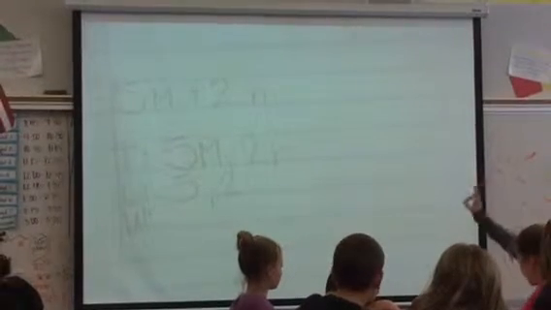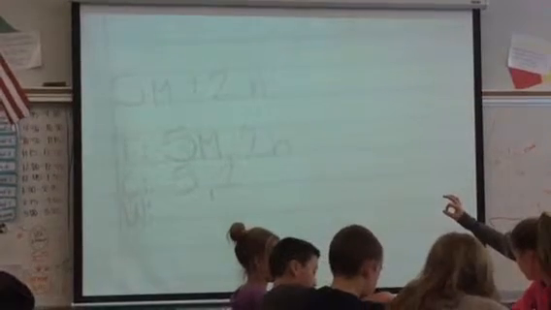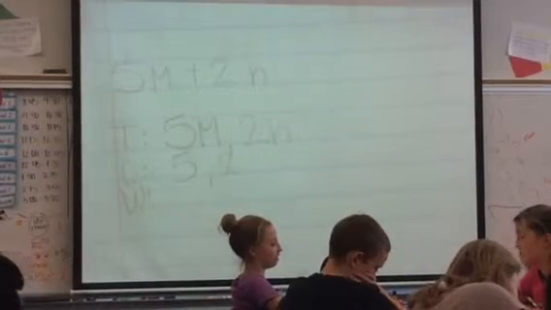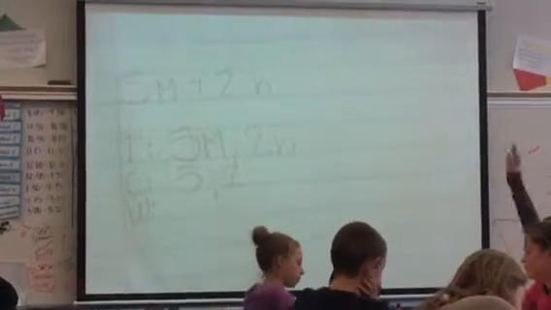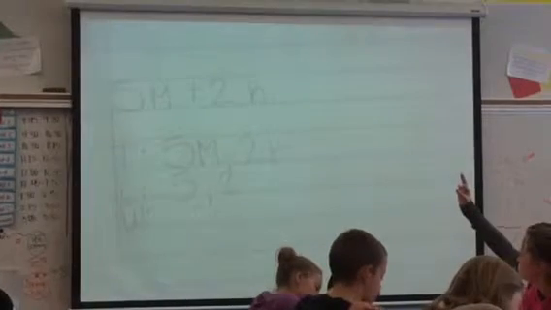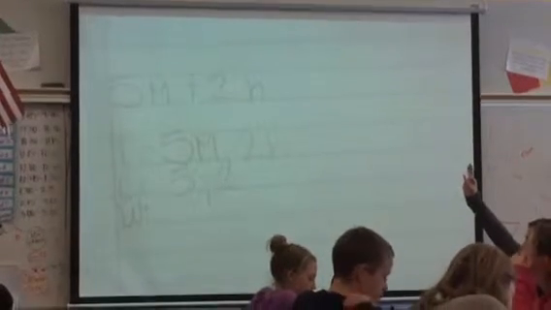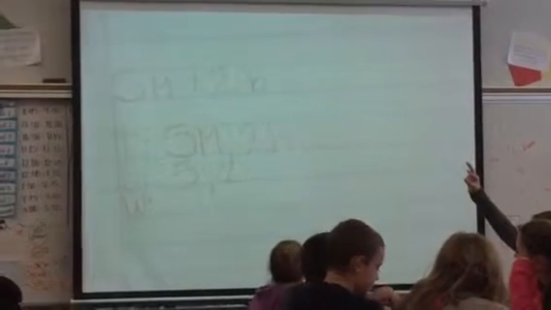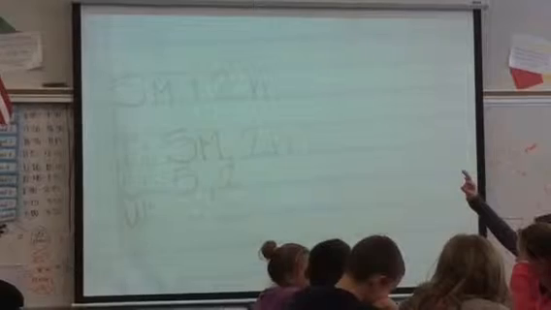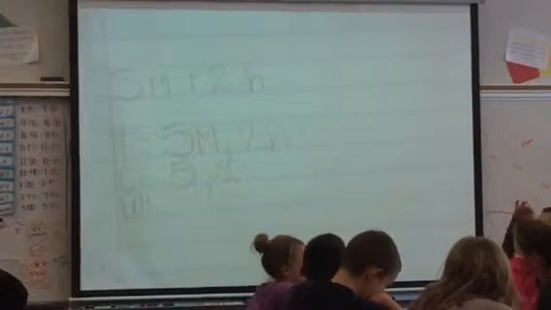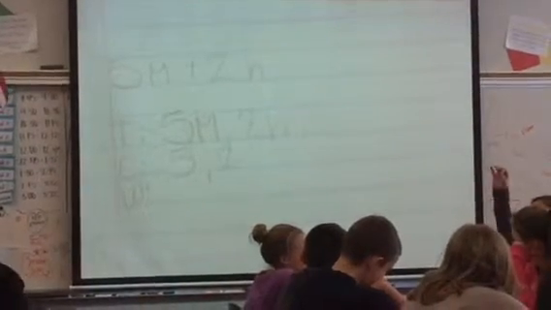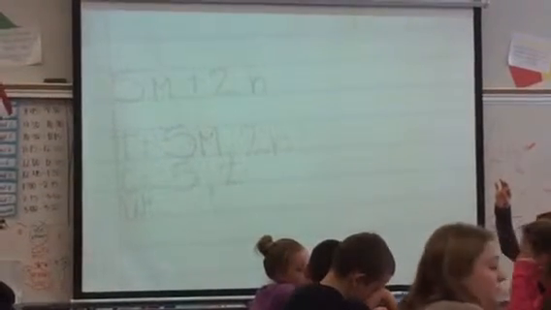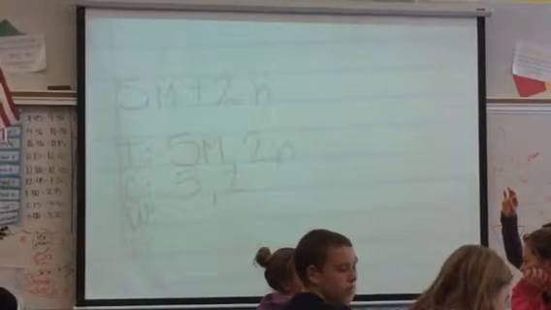It's the sum of 5 and... The product of 5 and 2. No, it says plus, not times. The product of 5 and m plus the product of 2 and h. Oh, it's plus. So the product of what? 5 and m.